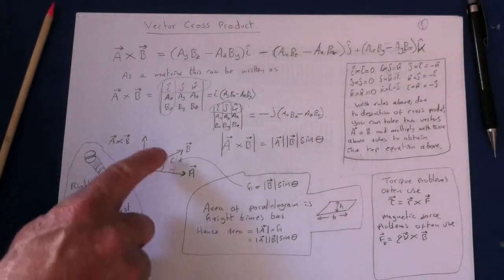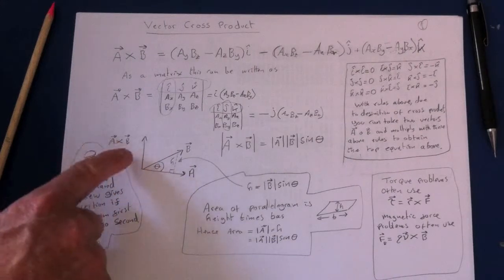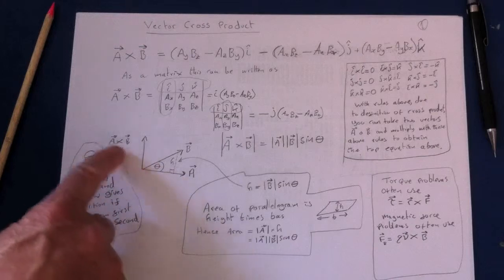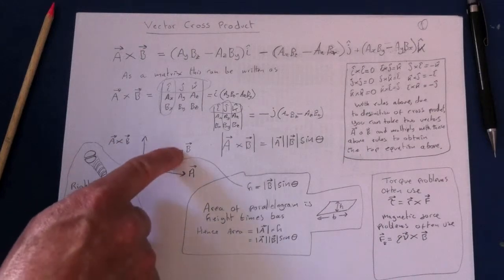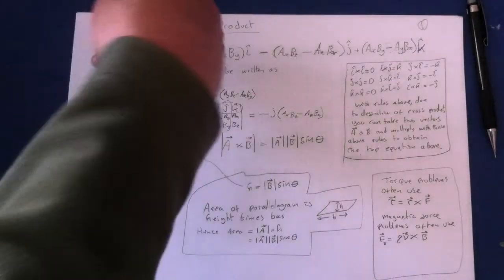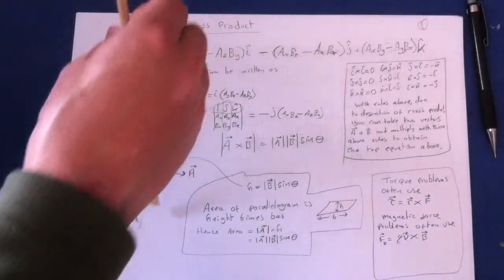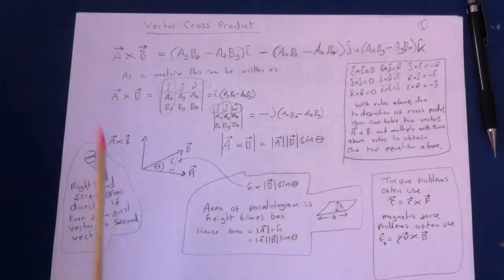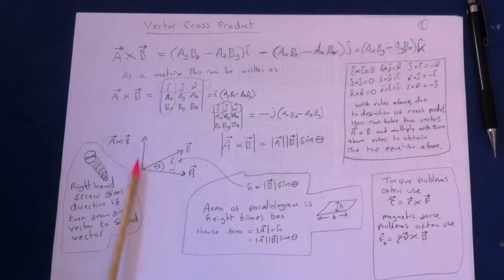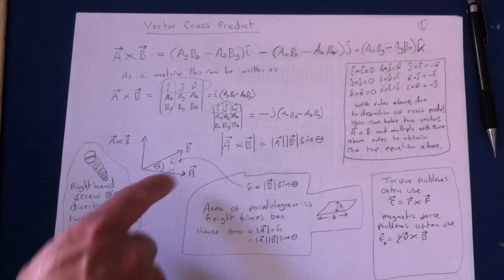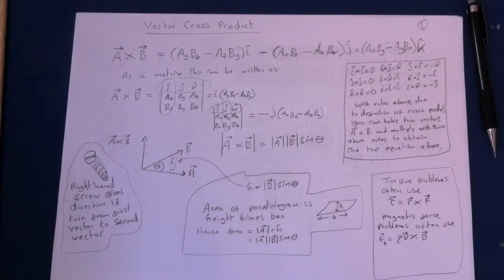If that was B cross A, which is why it's important which one we place first, we'd be turning the other way. So you can see that as you turn the screw, it's going down. In that case, the vector would be down like that, as opposed to up like this one. So that's how you can get the sense of the direction.